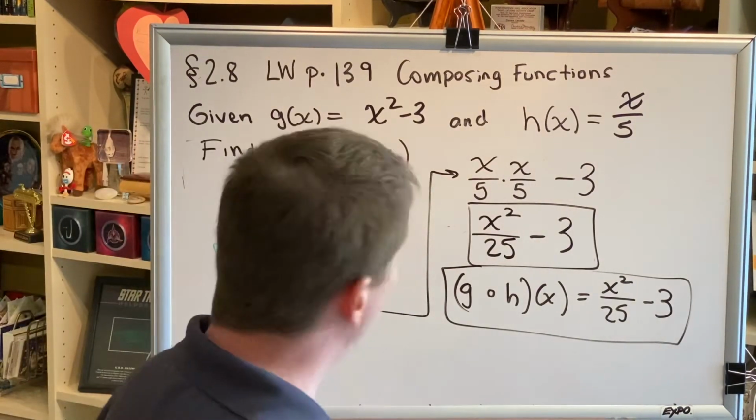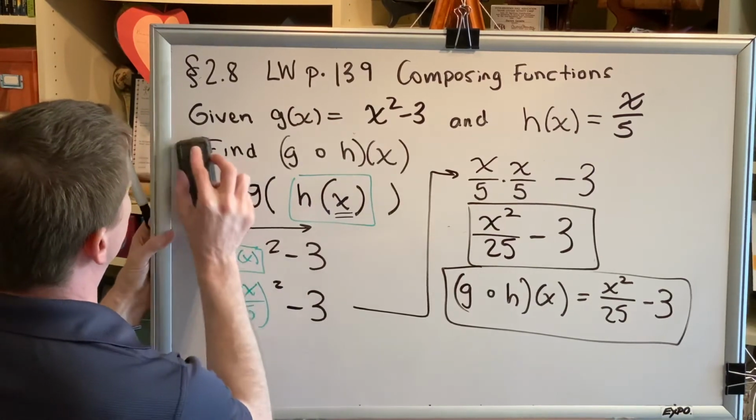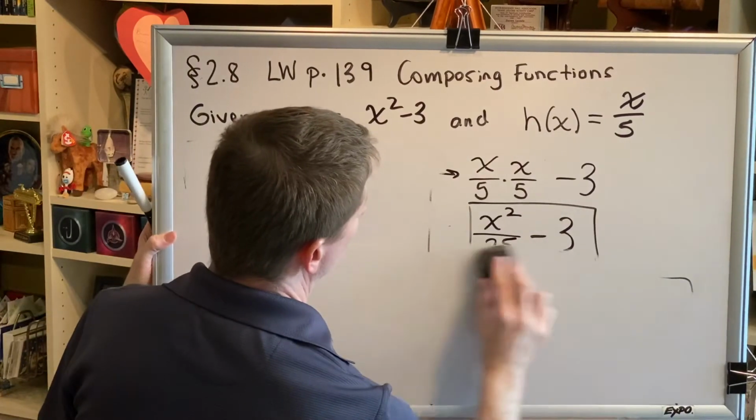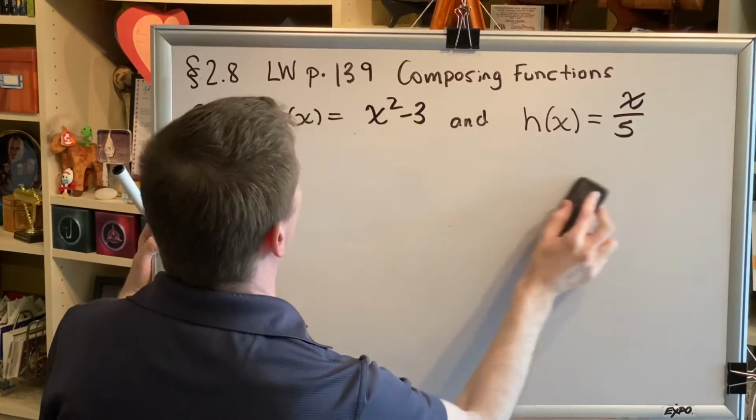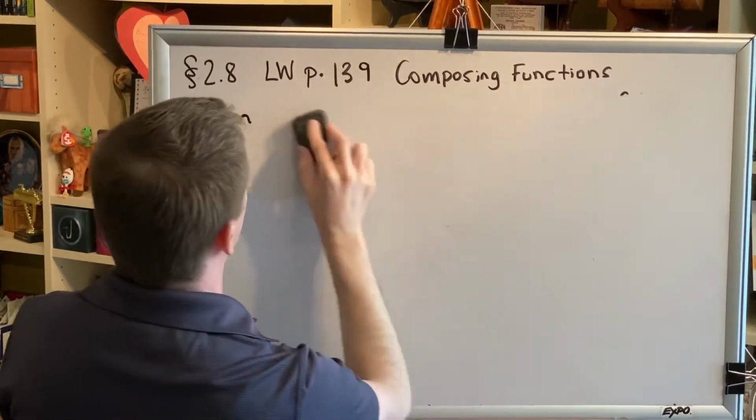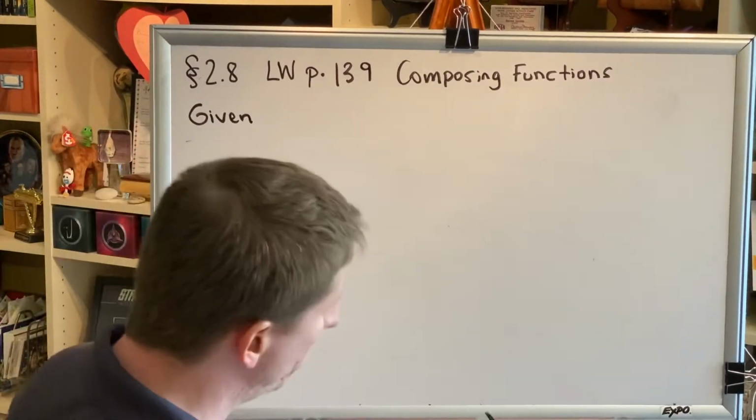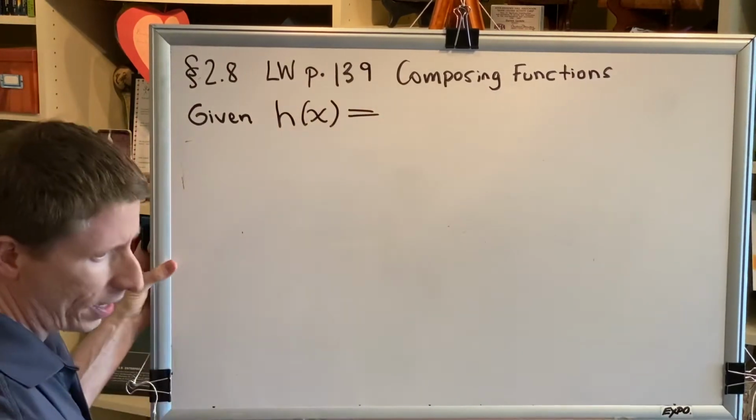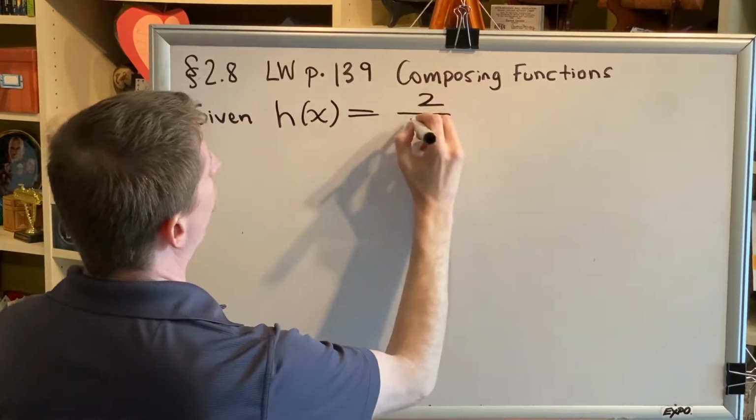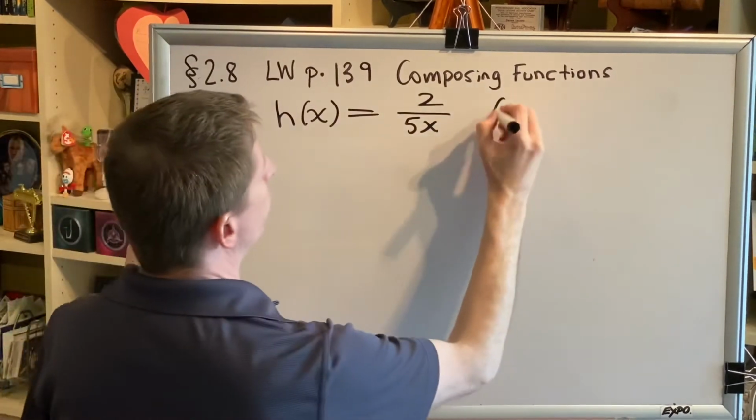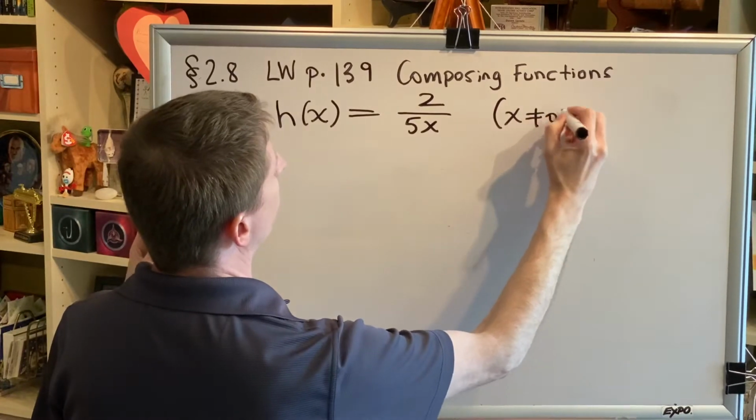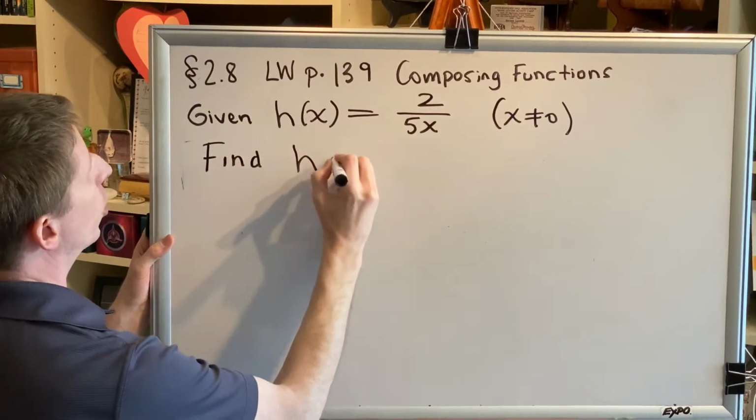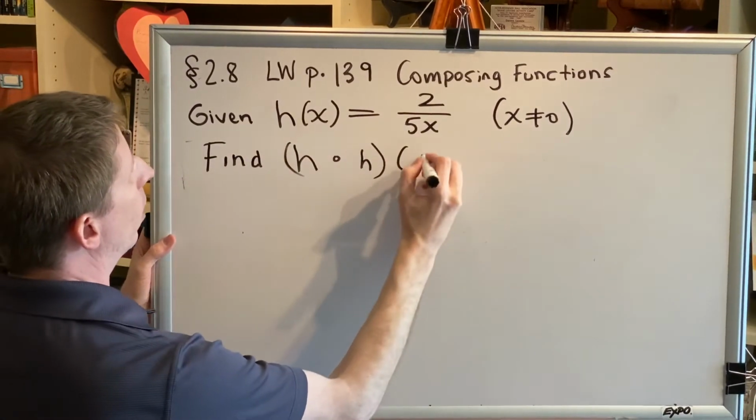Okay, let's do one more example. Our last problem is interesting. We're only given one function to use. Given h of x equals 2 over the product 5x, with the restriction that x is not allowed to be 0, find h composed with h of x.